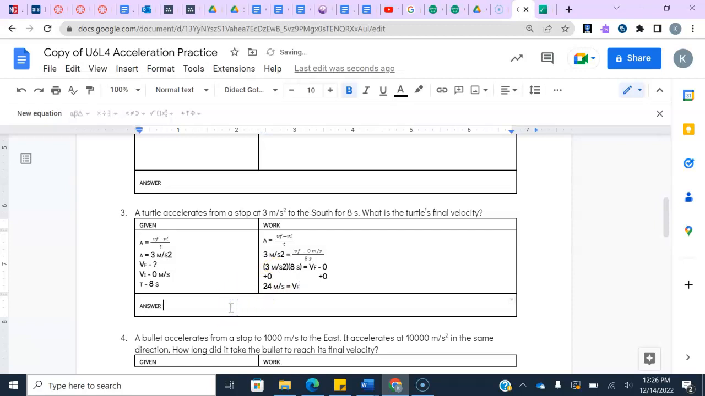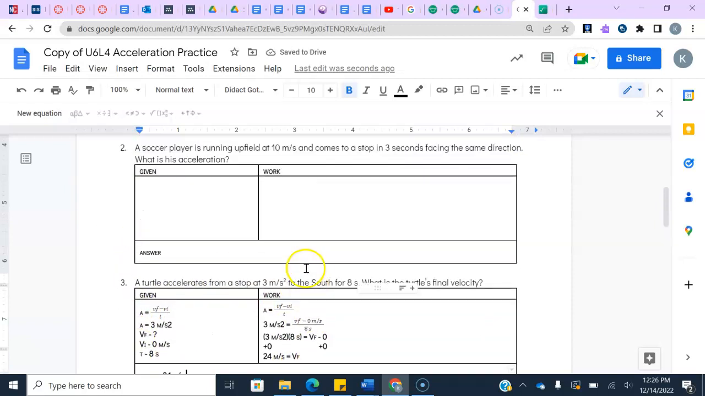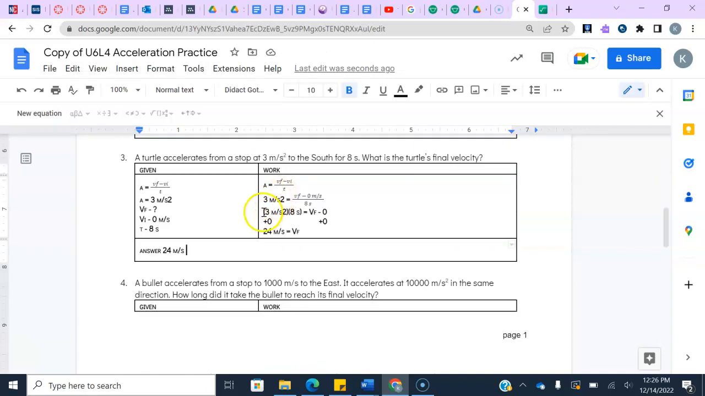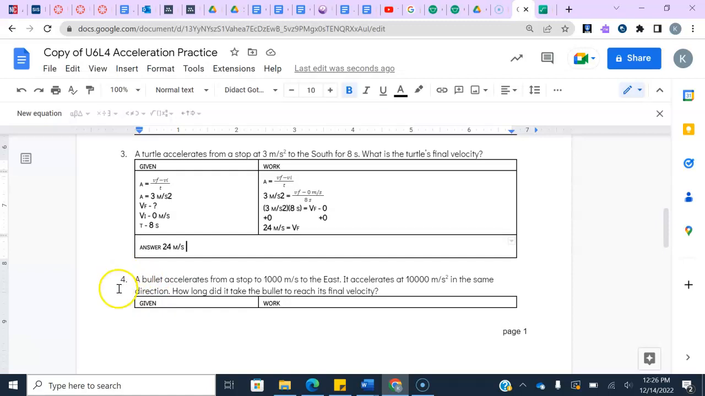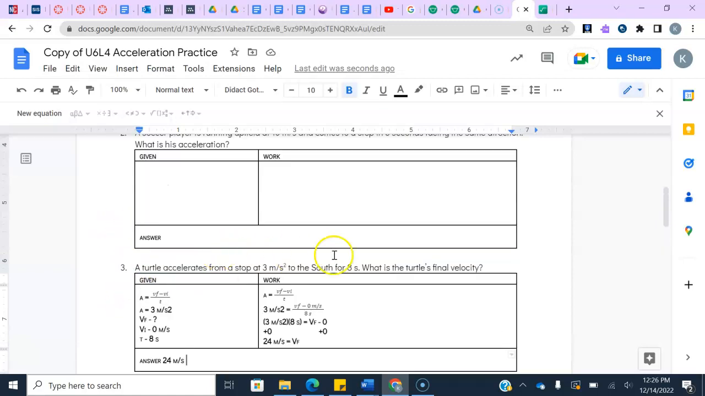Okay, so your answer here is 24 meters per second. Okay, this, again, it's the same thing as number 1. All of these problems are exactly the same. You're using this formula. You have to identify the different variables, and then it's just plug in and solving it algebraically.